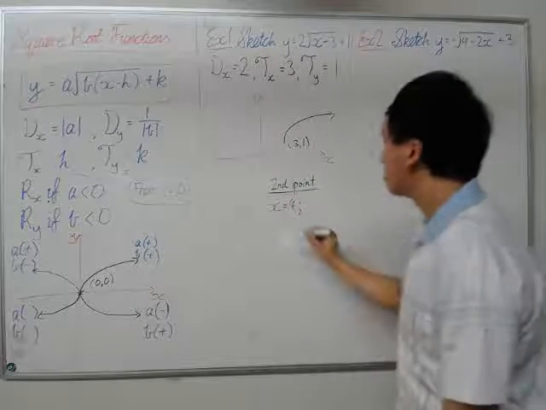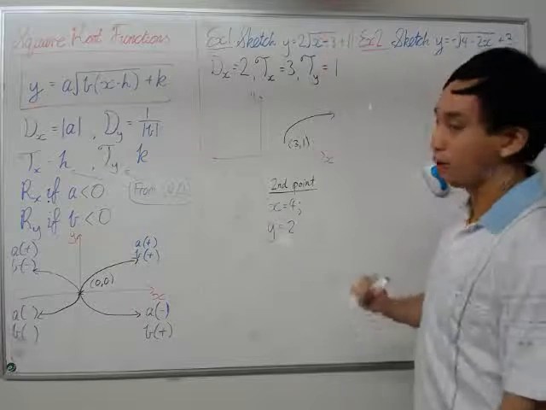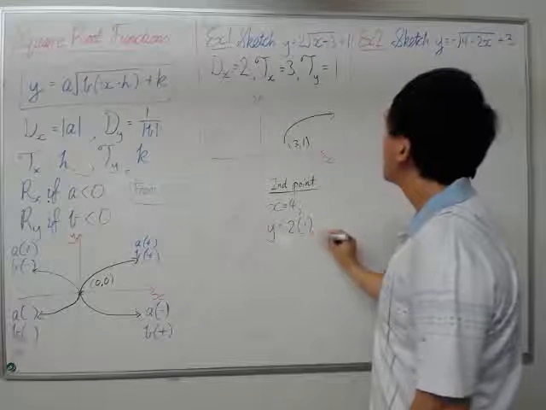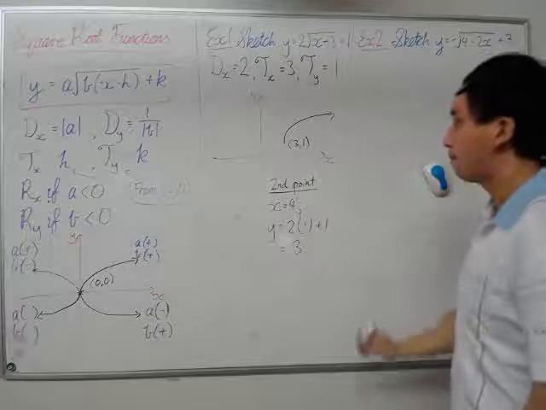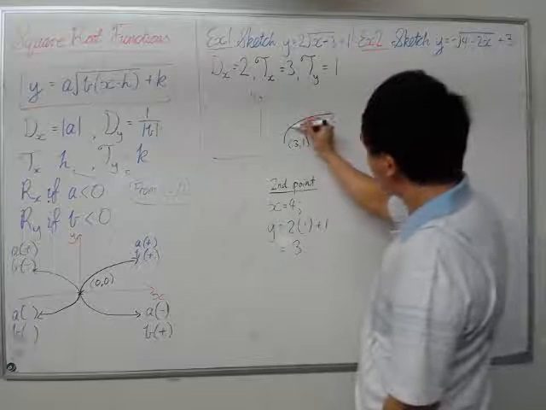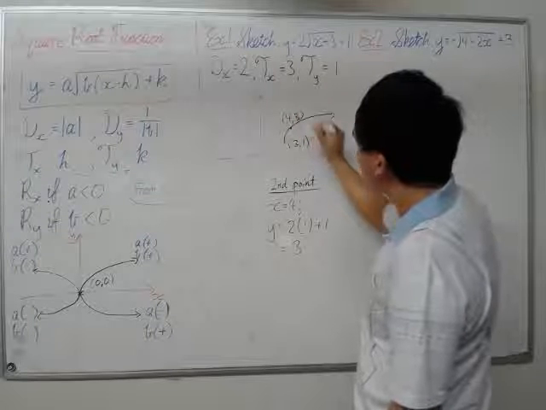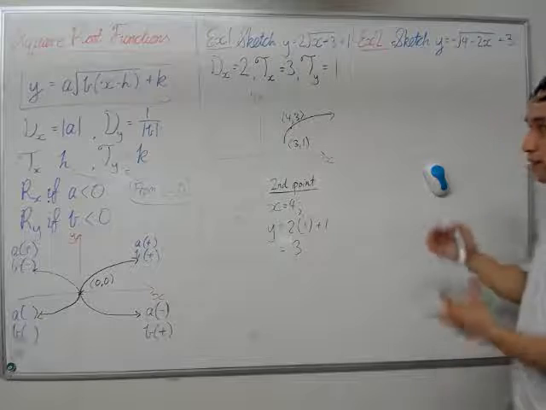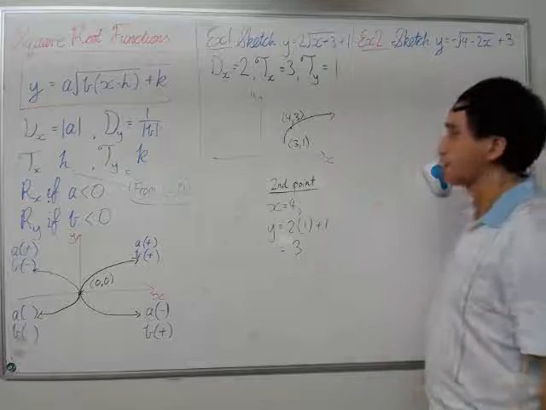If I want to make it 1, I just have x equal to 4. When that happens, that whole square root now becomes 1, plus 2. So y is equal to 3. And so this point over here is 4, 3. And that second point tells us how much the graph is dilating away from the x-axis.